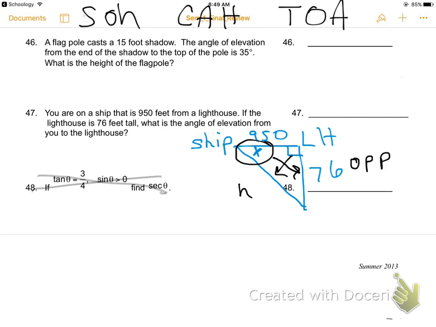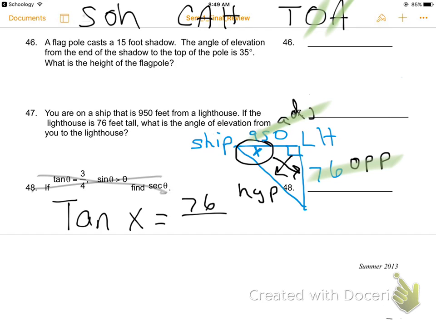Across from the right angle is your hypotenuse, and what's left is your adjacent. So I know my opposite and I know my adjacent. So what uses opposite and adjacent? Tangent again. So set it up. The tangent of your angle, you don't know it, so we'll call it x, is opposite 76 over adjacent, which is 950. When you're looking for the angle, you use the inverse tangent.